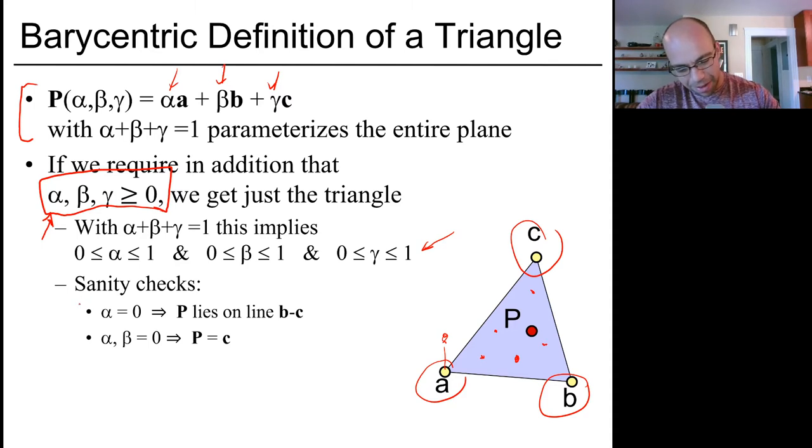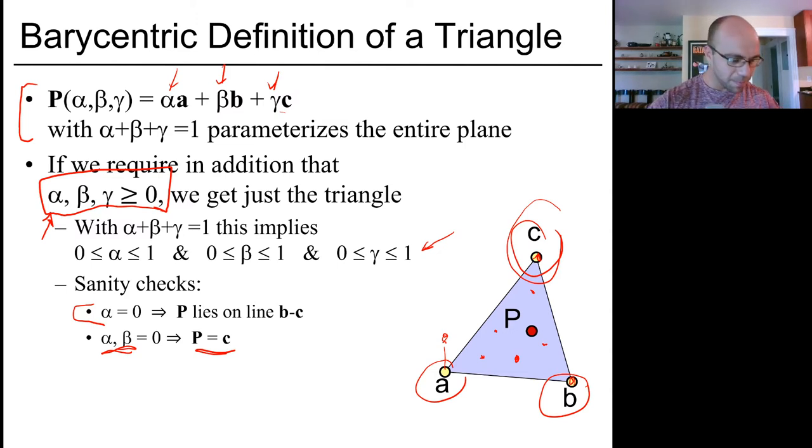There are a few sanity checks. Notice that, for example, when alpha equals 0, what ends up happening? Well, then it's beta B plus gamma C. And remember that beta and gamma still have to add up to one in that case. So what am I going to get? It's a weighted average between B and C that's going between 0 and 1, so it's parametrizing this edge here. And of course, if alpha and beta equal 0, then P equals C, so I just get this corner point. All that's to say that some special cases include the outer edge and the vertices of the triangle, and those are pretty easy to recover by taking one or two of the coordinates to be zero, respectively.